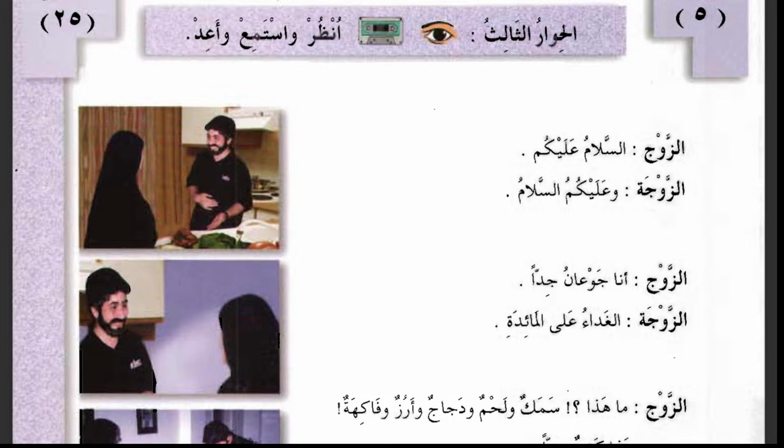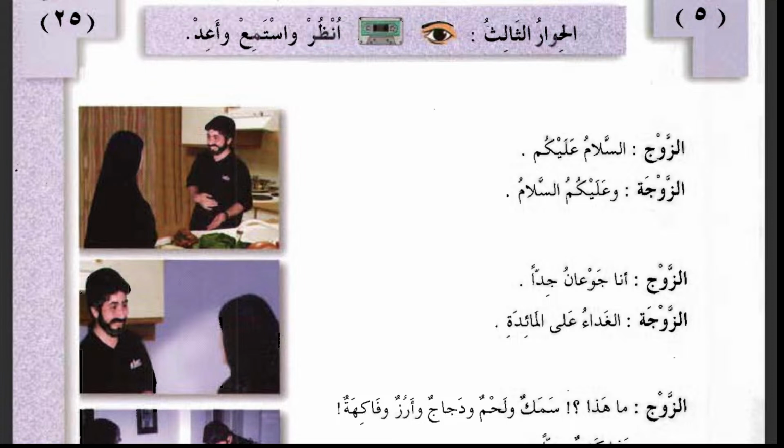Az-Zawj, who is Az-Zawj? Wife, husband. In this context, the Zawj is the who? Husband. Is the husband. And the Zawja is the wife.